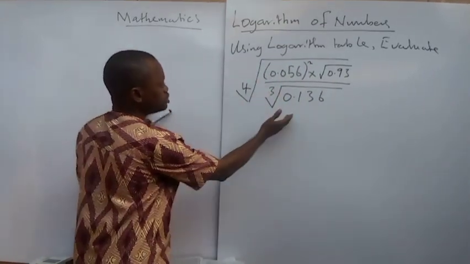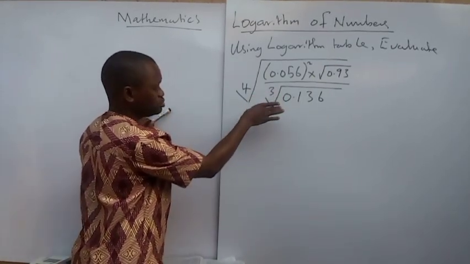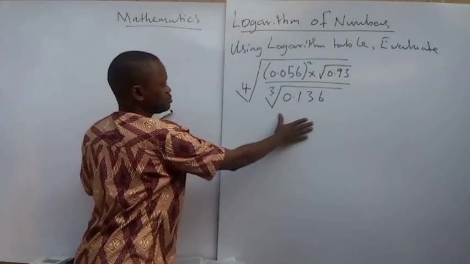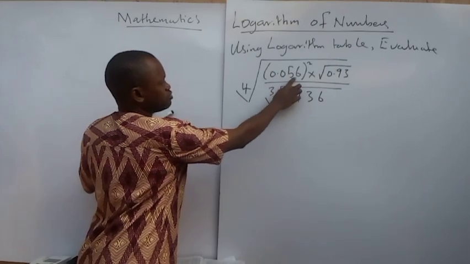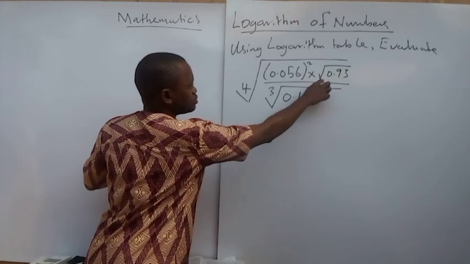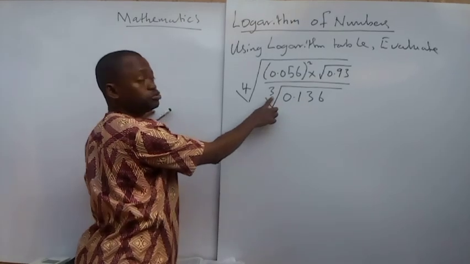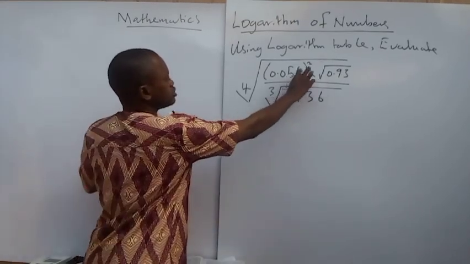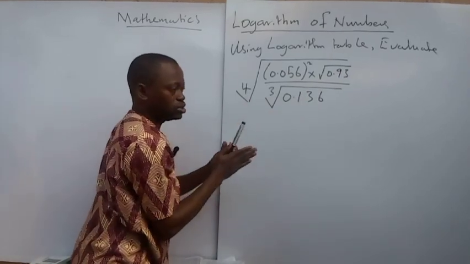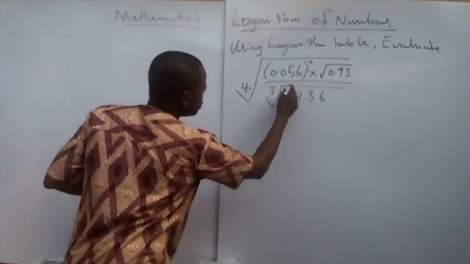This problem is given to us, and you can see it clearly. There are so many things to do inside here. There is a fourth root covering everything. This 0.056 is raised to power 2. This 0.93 has a root. 0.136 has a cube root. And there is a division and there is a multiplication. So all these issues are embedded in one question. I want you to follow me and see how we can resolve all this.